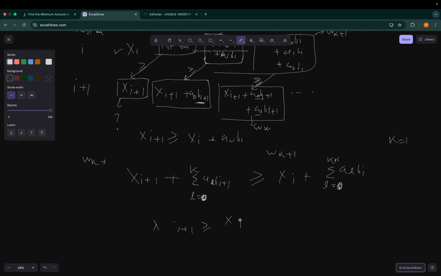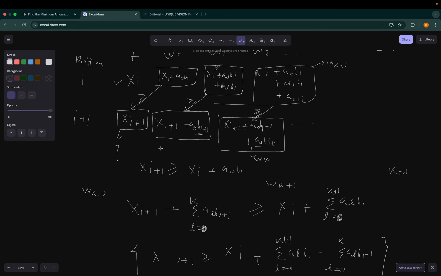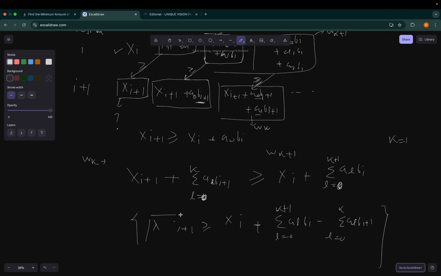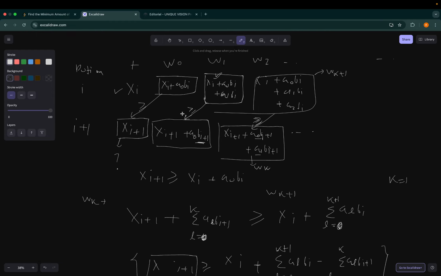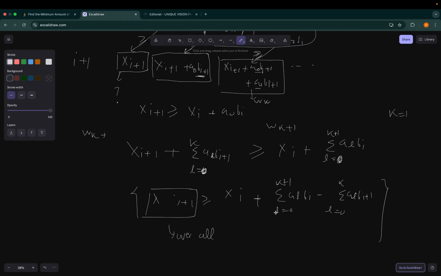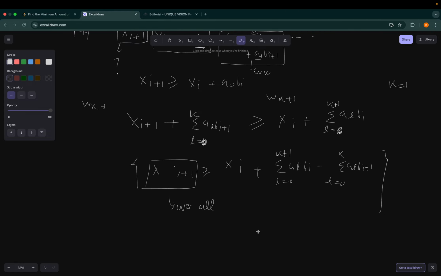Xi plus 1 should be greater than or equal to xi plus sigma ALBI minus sigma ALBI plus 1, L equal to 0 to K plus 1, this is 0 to K. You find this inequality for all these equations and you take the maximum of them. That would be your optimal xi plus 1, right? Overall, on the ith potion, sorry, overall K. Because there are K wizards, right?